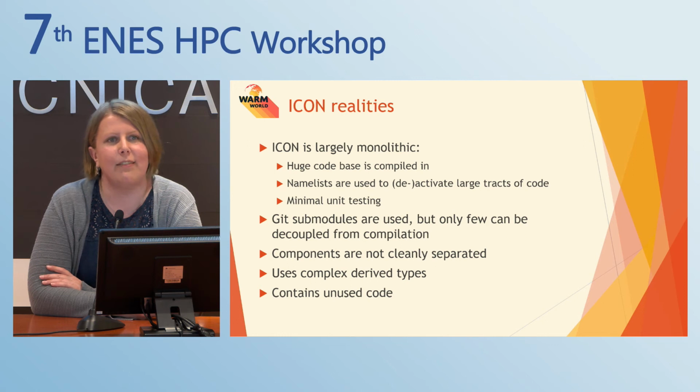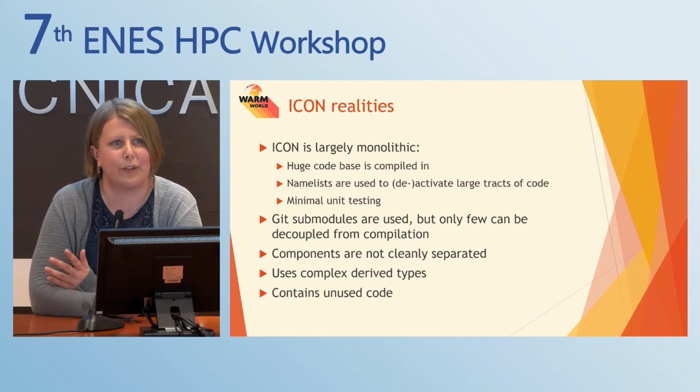But there are some, what I would call ICON realities that we have to face. And ICON is really a largely monolithic code. It has a huge code base that is compiled in. Namelists are used to activate or deactivate large tracts of code, and there's very minimal unit testing. And even though Git submodules are used, only very few can be decoupled from compilation. Also, the components are not very cleanly separated. And a big issue is also the use of very complex Fortran-derived data types. And we assume that there's also lots of unused code, but it's a bit difficult to detect it because, of course, different use cases require different parts of the code.